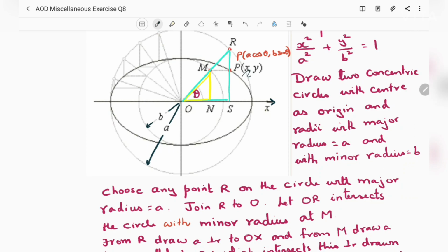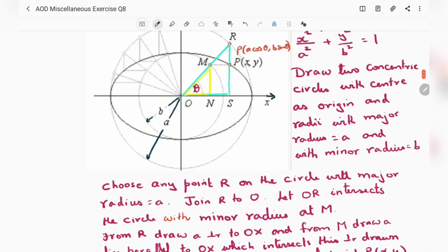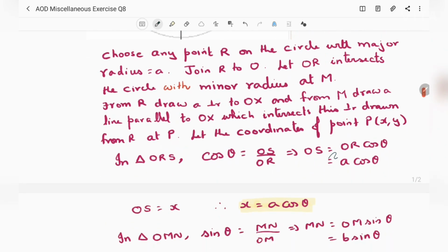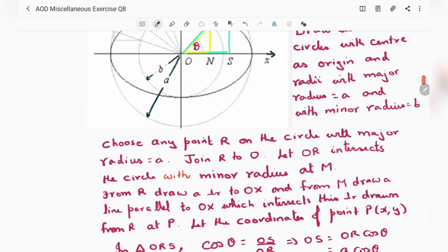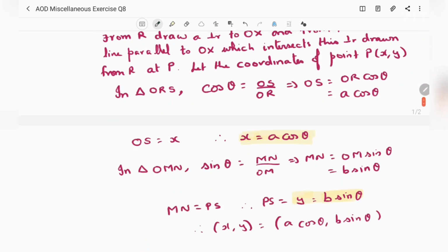Now, let us try to find the relation between theta, x and y. So, consider the triangle ORS. In the triangle ORS, we observe that cos theta is equal to OS by OR, or we get OS equal to OR cos theta, or a cos theta. OS equal to a cos theta. Here you observe that OS is exactly equal to x coordinate. So, OS equal to x, therefore, we get x is equal to a cos theta.